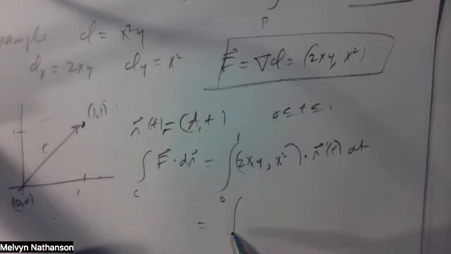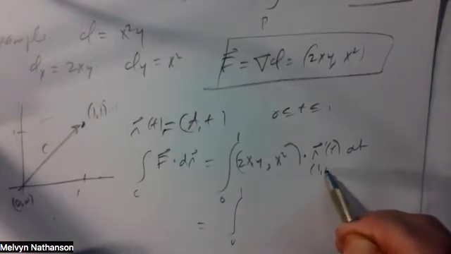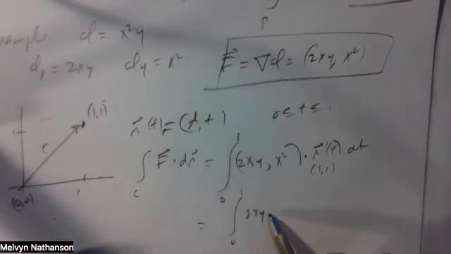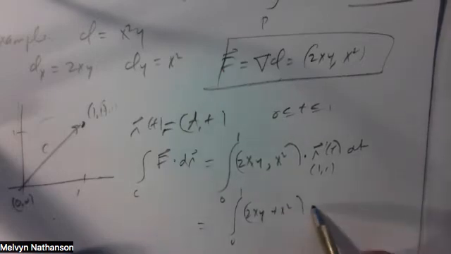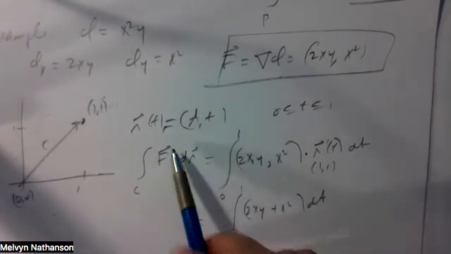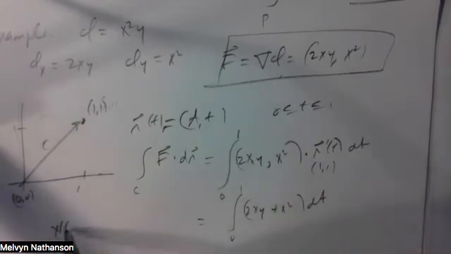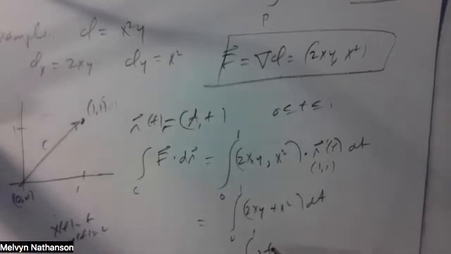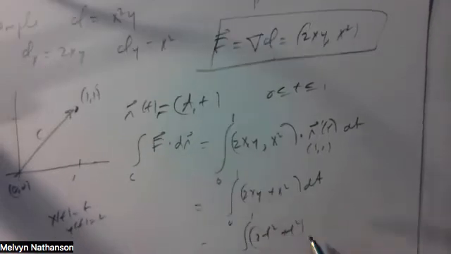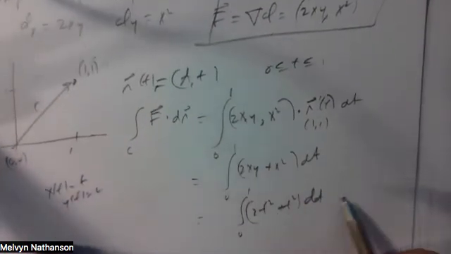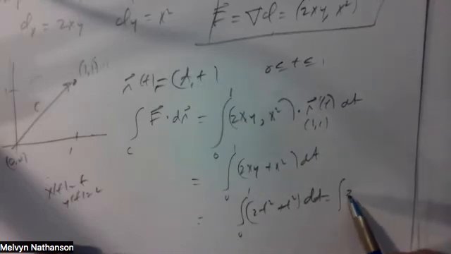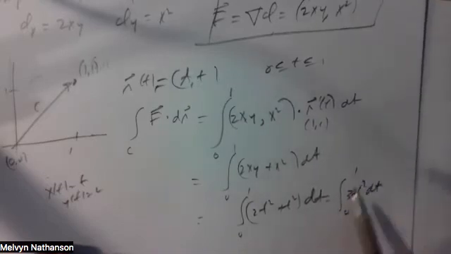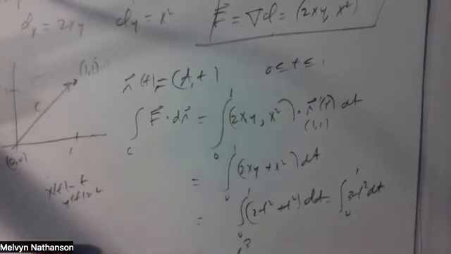So this is the integral from 0 to 1 of 2xy plus x squared dt. Along this curve, x of t equals t, y of t equals t. So this should be the integral from 0 to 1 of 2t squared plus t squared dt, or the integral of 3t squared dt from 0 to 1, which is t cubed from 0 to 1, which is 1.